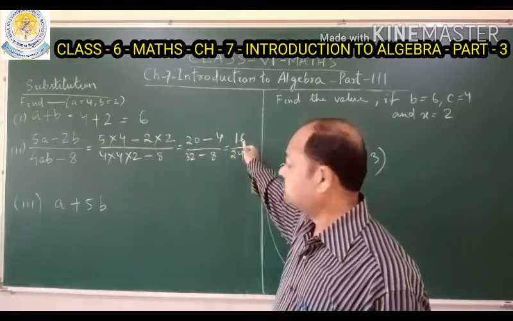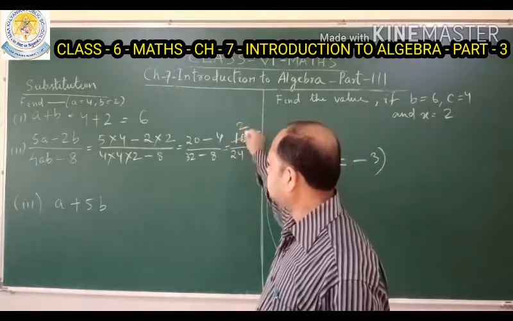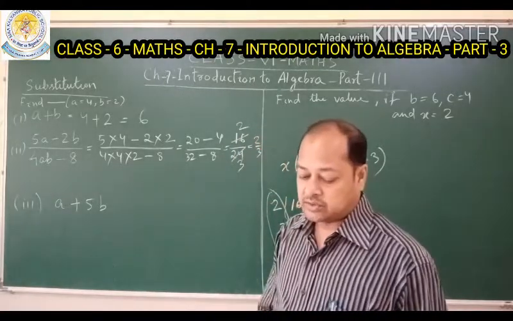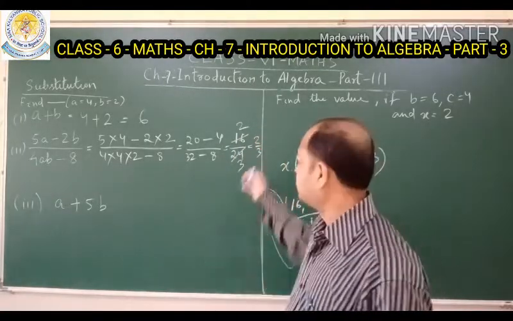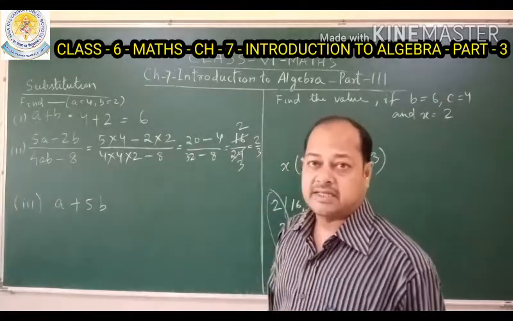Divide both the numerator and the denominator by it and you get the lowest term. So 8 2s are 16 and 8 3s are 24. So what did you get? 2 upon 3. That is the solution of this algebraic expression.